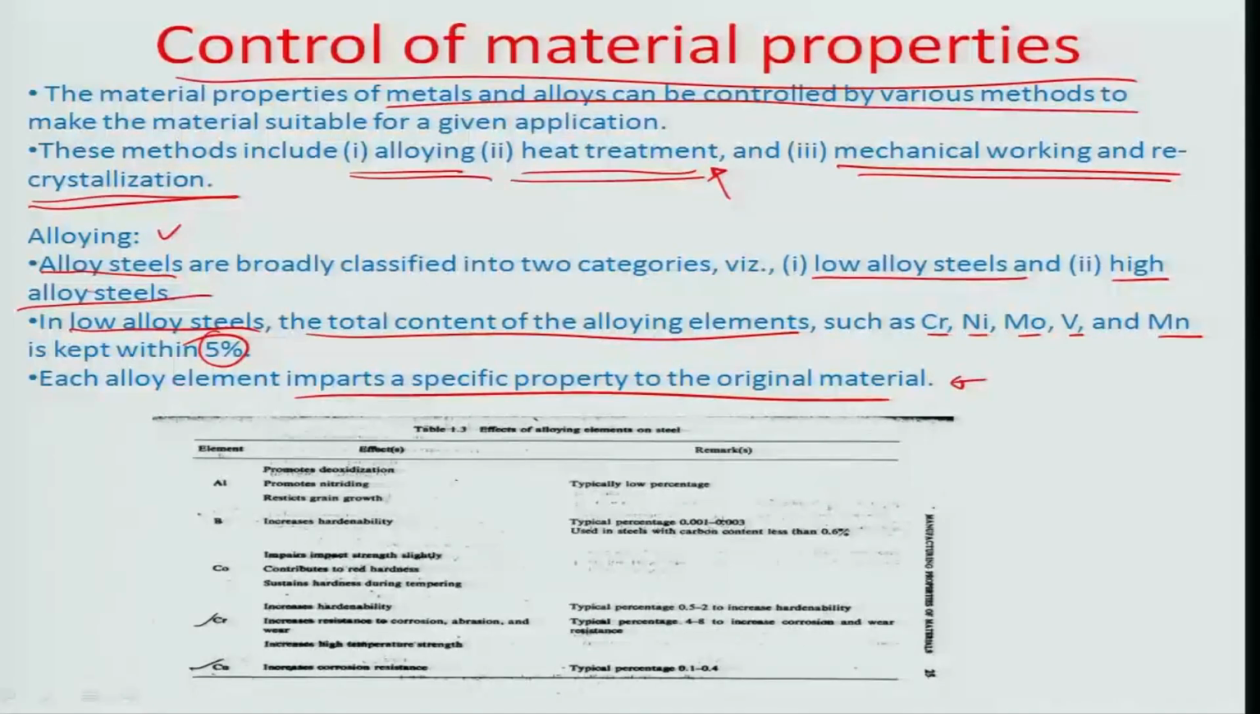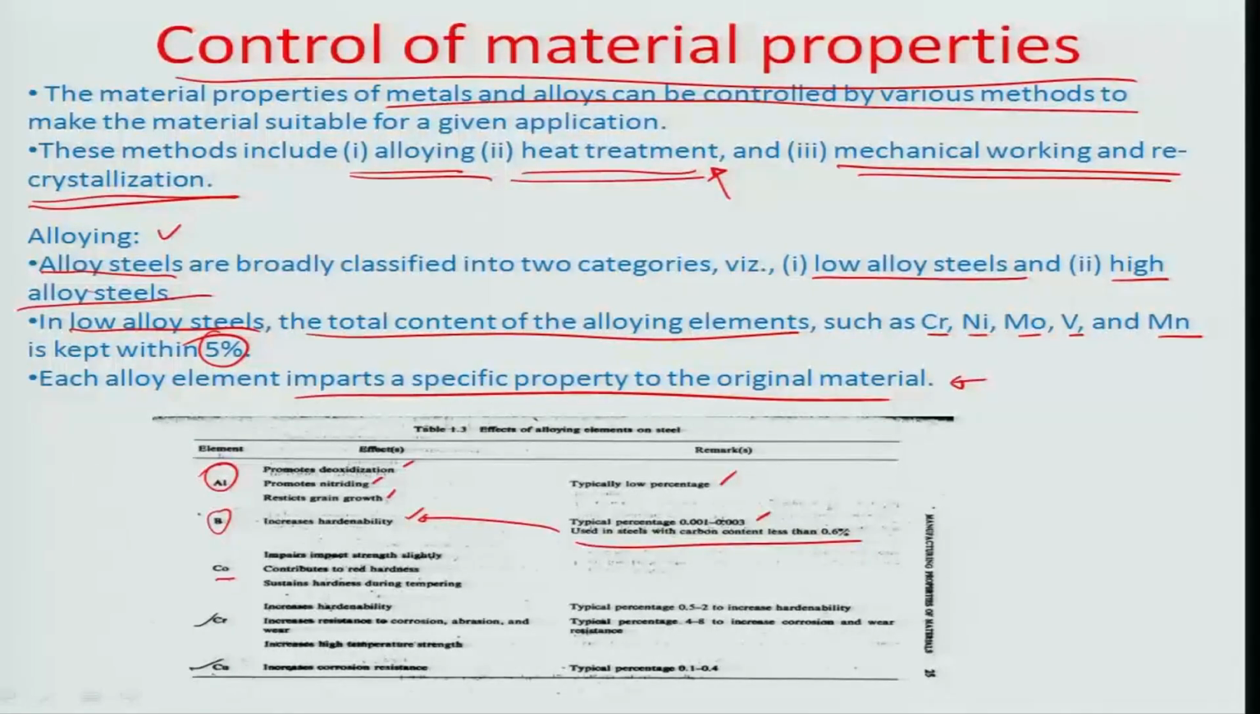I have just tried to assemble some of the properties which would be induced by these different elements. Like aluminum tries to promote deoxidation, promotes nitriding, restricts grain growth. Typically a low percentage is something which is desirable. The material boron, for example, increases hardenability, typical percentage 0.001 to 0.003%, and used in steel with carbon content less than 0.6% often, which gives the effect of increased hardenability.